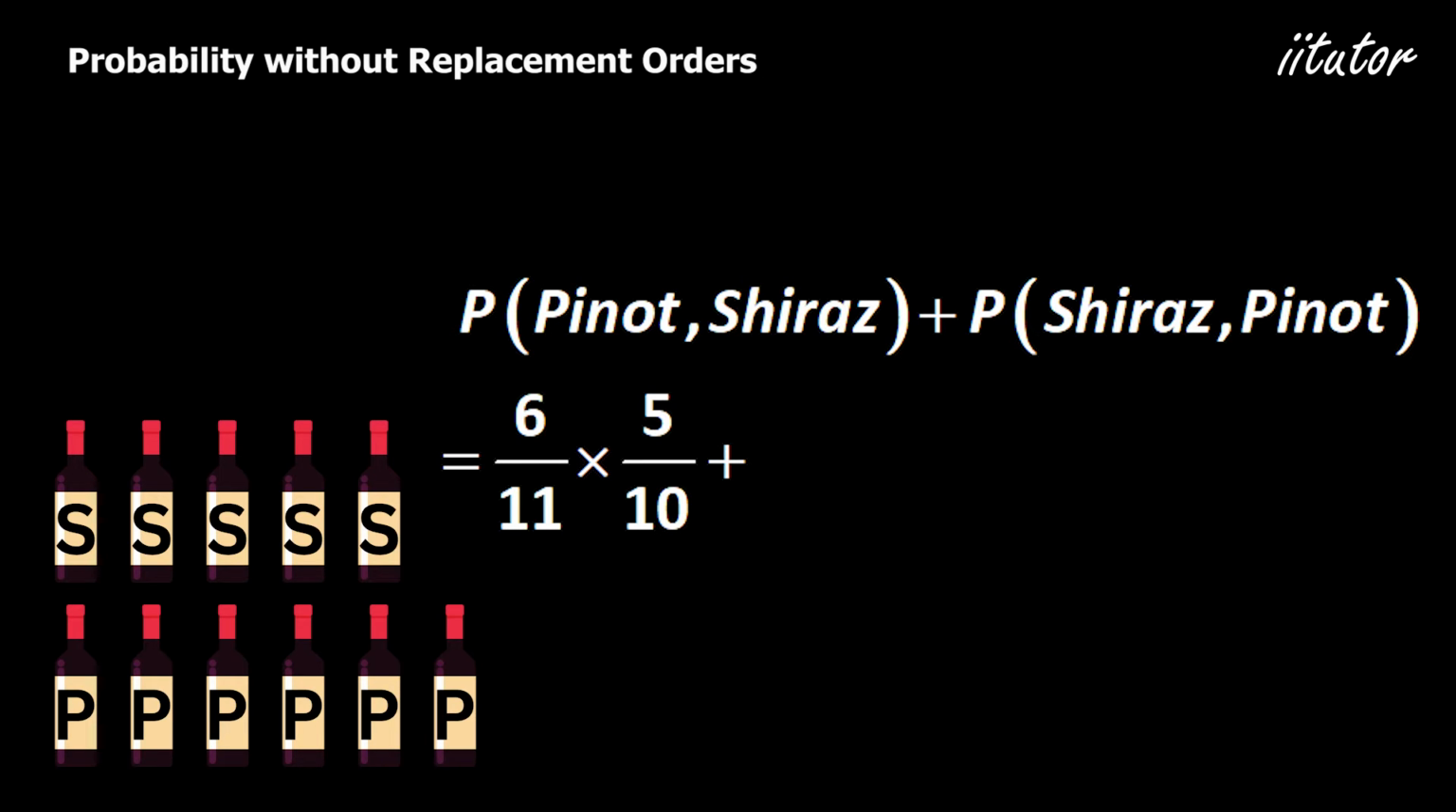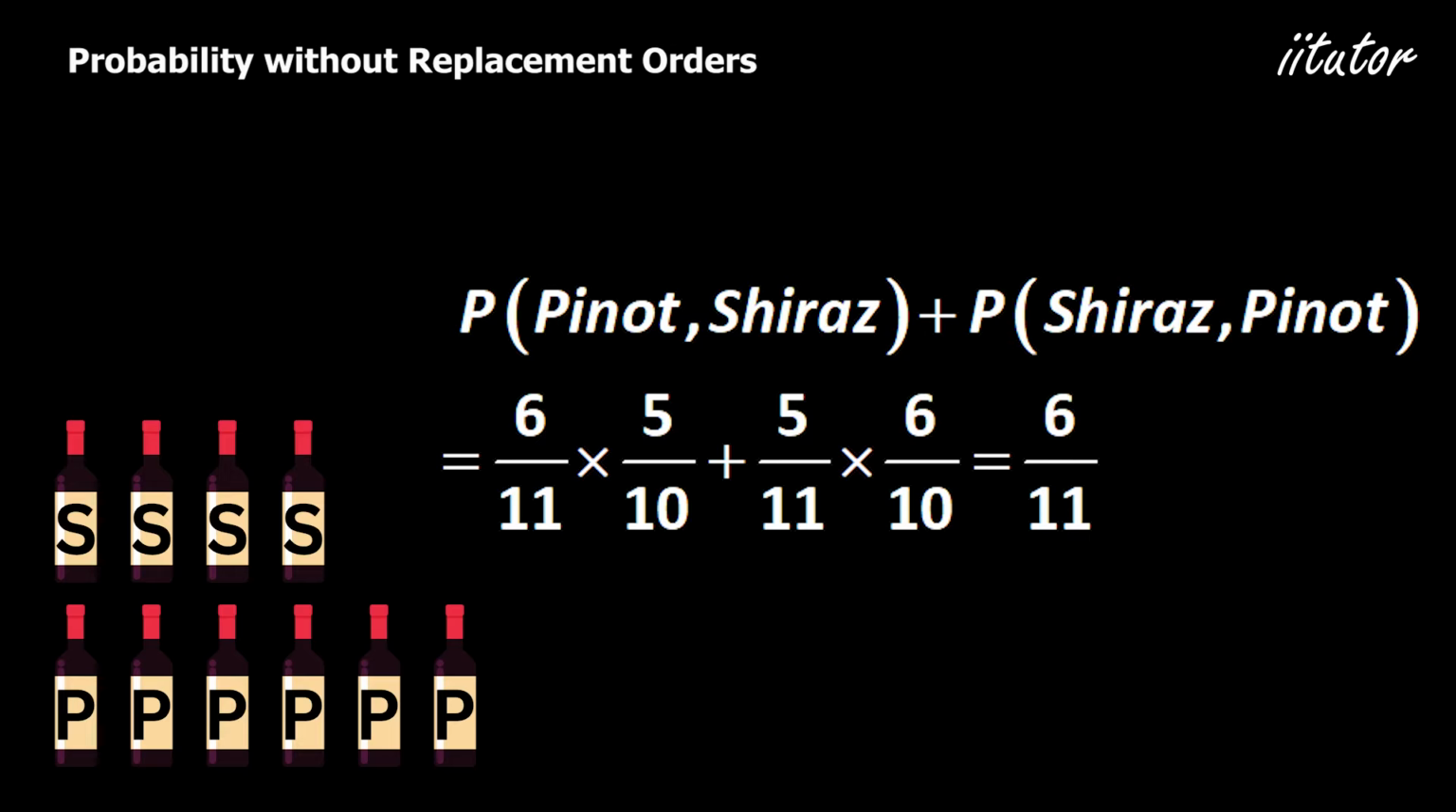Or I could have Shiraz first. Shiraz, there's 5 out of 11. So I have 5 out of 11 to choose from. Because I've already picked one, I'll only have 10 left over. But there's 6 Pinot still left. So it's 6 out of 1 less than 11, which is 10. And then you should get 6 out of 11.